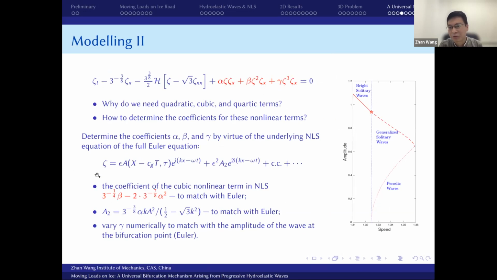First of all, we have a weakly nonlinear dispersive system equation, and we can always derive a Schrödinger equation from this system. This is the universal Schrödinger equation, the universal model, and we can also derive a Schrödinger equation from Euler, and we have to match the coefficients between these two. That gives you two coefficients, alpha and beta, and the last one, gamma, is fixed by matching the bifurcation point for the bright solitary waves at the minimal phase speed. So that's how we fix the coefficients.